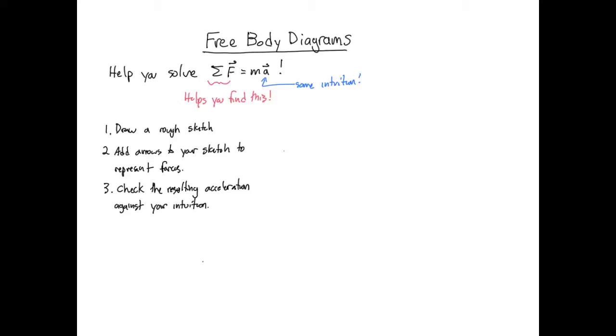So there are three basic steps to drawing a good free body diagram. First one is to draw a rough sketch. That's just a good practice for any physics problem, but we need it to be good for a free body diagram as well. Then add arrows to your sketch to represent all the forces which you expect to find in this situation. And then maybe the most important step is to check the resulting acceleration against your intuition. If you know the object is not supposed to be accelerating, your free body diagram should not show the object accelerating. So I'm going to do this for a specific example.